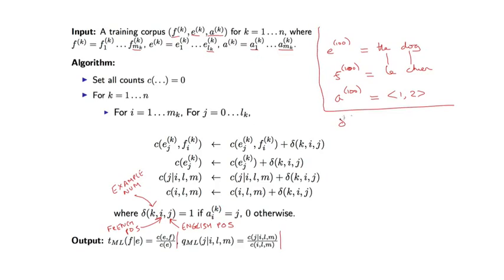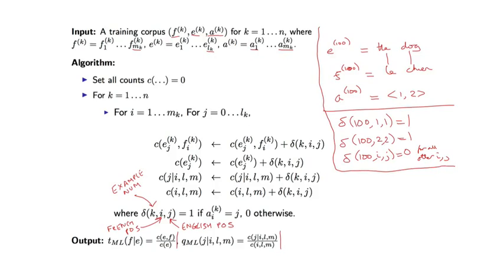For this, we have delta(100,1,1) equal to 1, because French word 1 is aligned to English word 1. Similarly, I have delta(100,2,2) equal to 1. And then finally, delta(100,i,j) is equal to 0 for all other i, j. Okay. So these deltas are actually quite simple. They just indicate which alignments are actually present. So this inner loop is basically going to iterate over all possible i, j positions, and it's going to increment some counts.